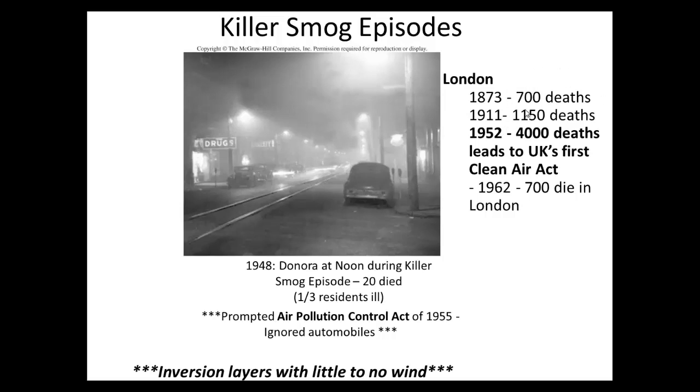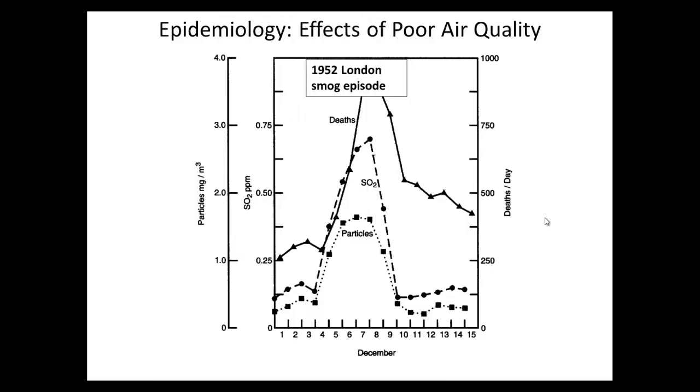There were about 700 deaths in London. In 1911, there were 1,150 deaths. In 1952, there were 4,000 deaths, and this event led to the UK's first Clean Air Act. In 1962, after the Clean Air Act, only 700 died. So it was a significant drop from 4,000 to 700. Less pollution, higher population, but fewer people dying.